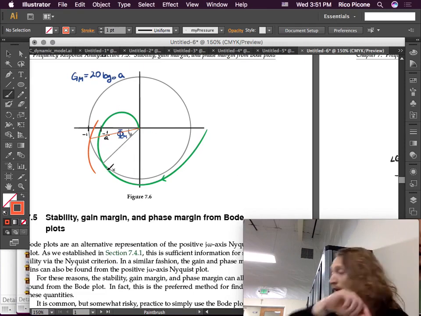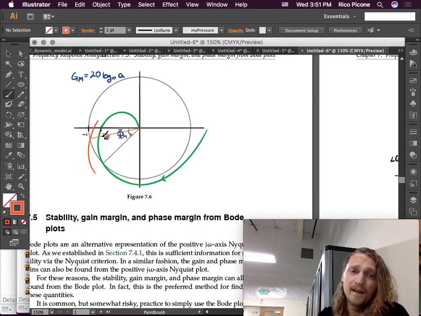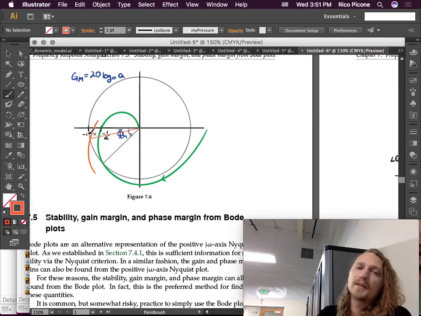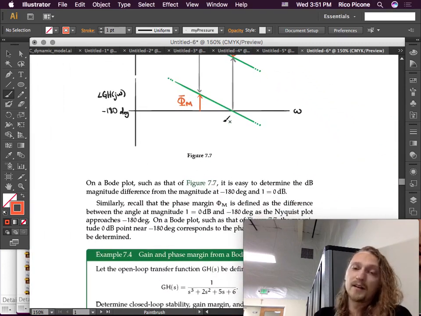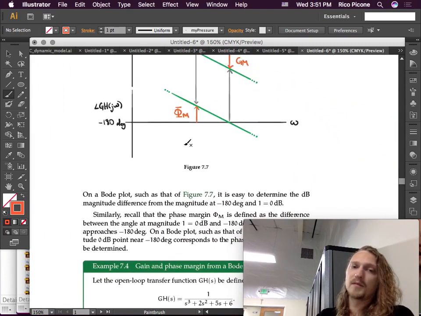So, excuse me, the polar plot has magnitudes. We care about this -1 magnitude, and phase, we care about this -180 phase for the gain margin and the phase margin. So let's interpret our definitions of gain and phase margin in terms of the Bode plot.